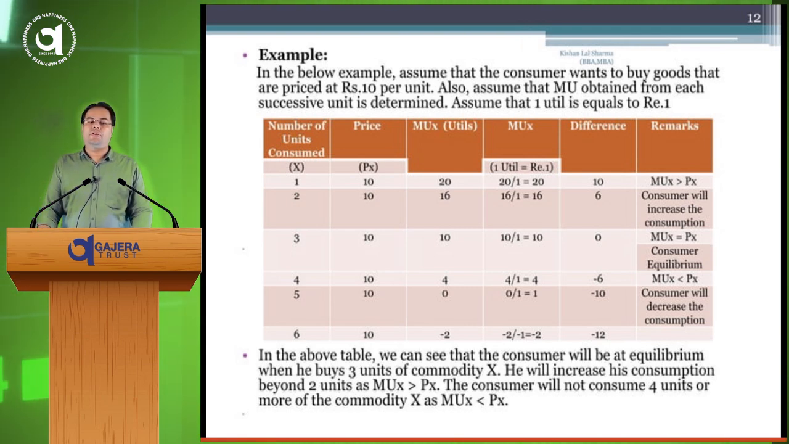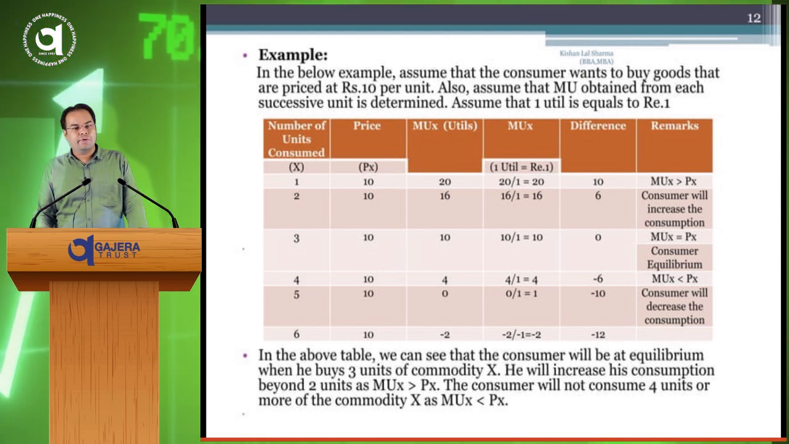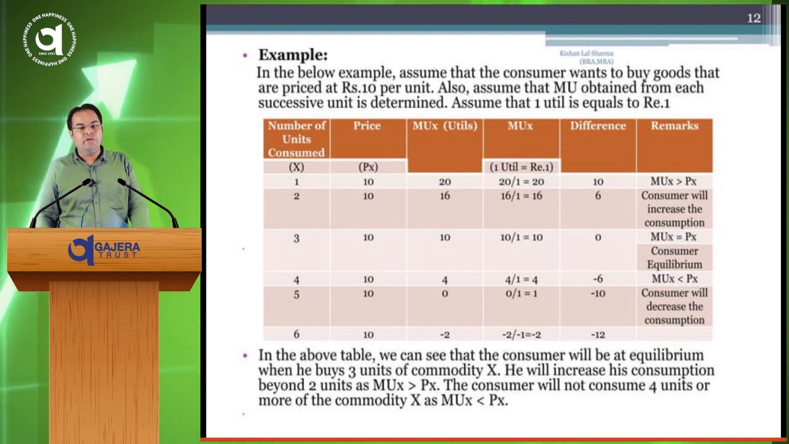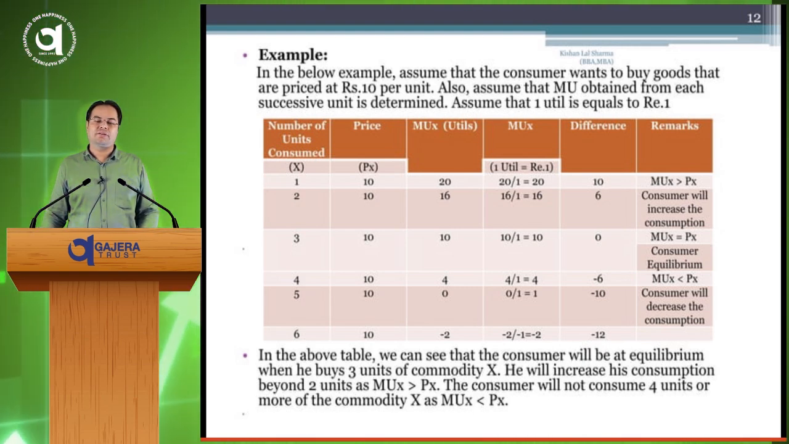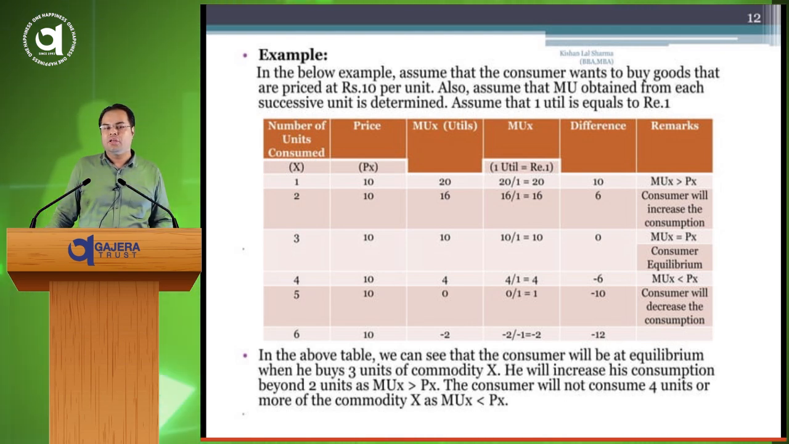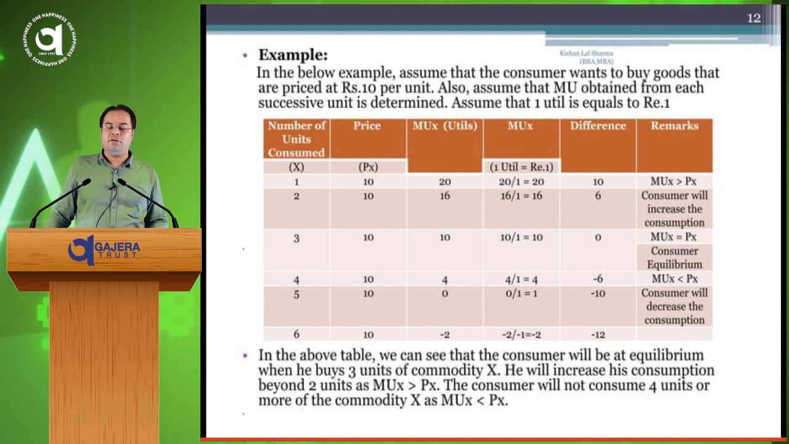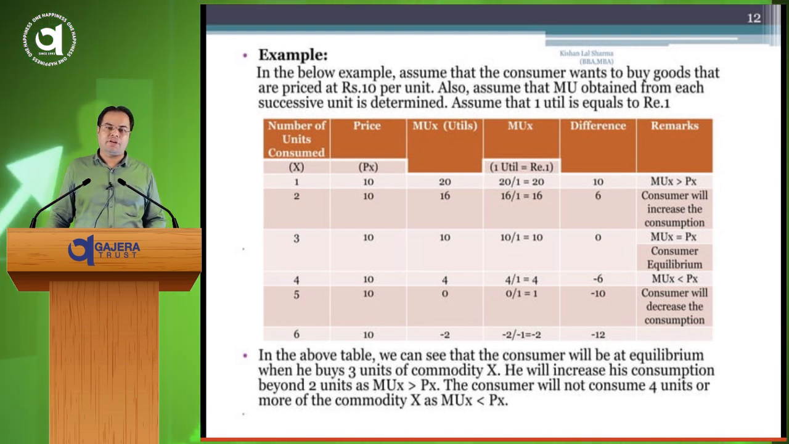So, from the above table, we can see that the consumer will be at equilibrium when he buys 3 units of commodity X. He will increase his consumption up to 2 units as MUX is greater than PX. The consumer will not consume the 4th unit. Why? Because the 4th unit of X will give lesser utility, or the marginal utility will be less than the price paid for that product.